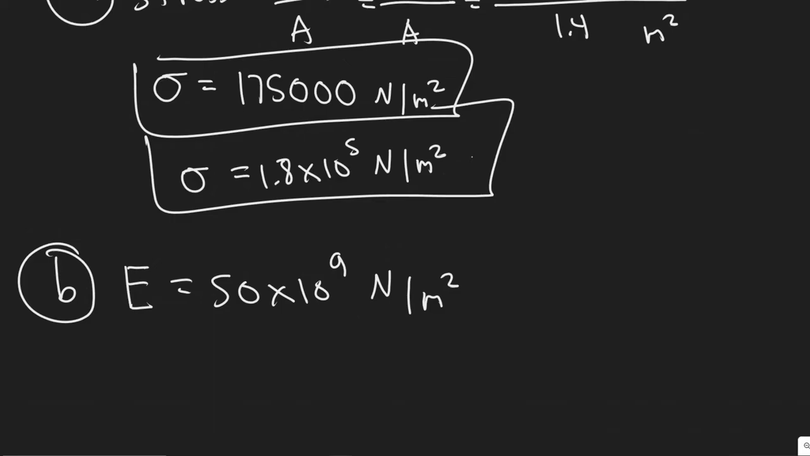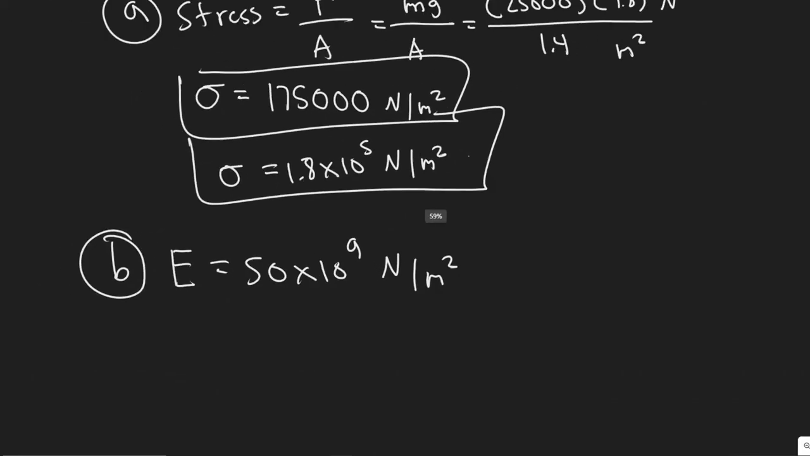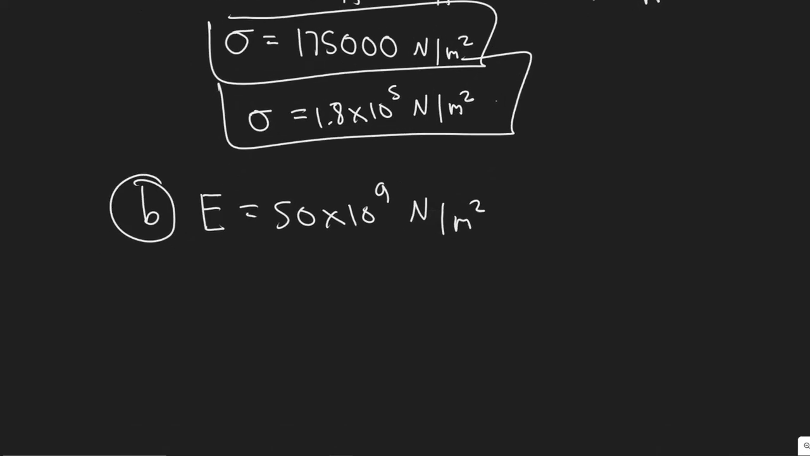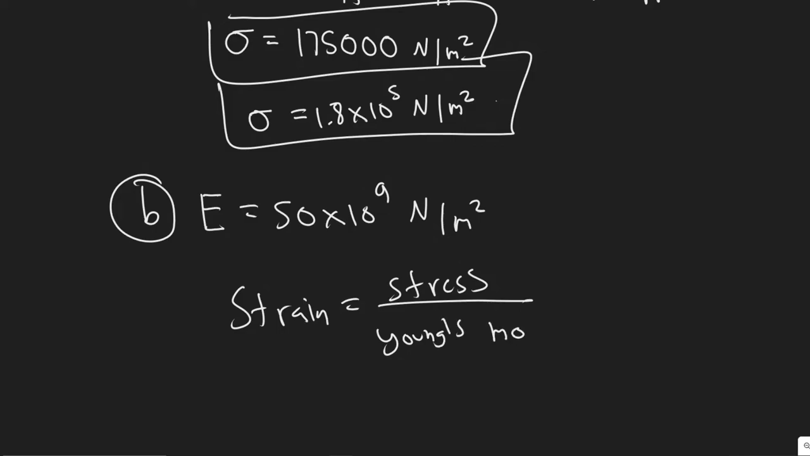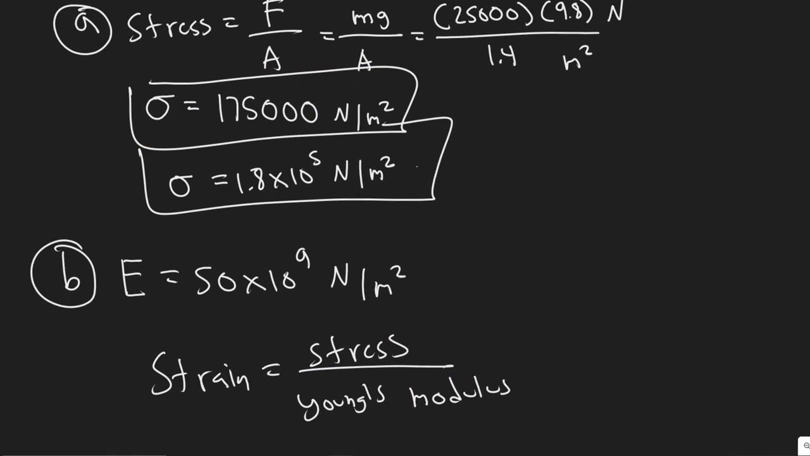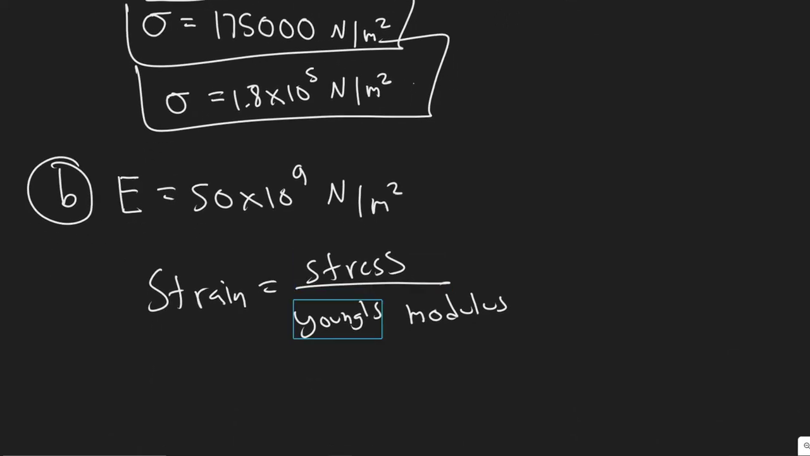Let's do B now. So for B, they're asking for the strain. They say, what is the strain? So in order to solve for strain, you need to know the formula for that, which is the strain is equal to the stress over Young's modulus. So this is what we're looking for. Keep in mind, stress is what we just found in the last problem, the stress within our column. That's what they wanted us to find.